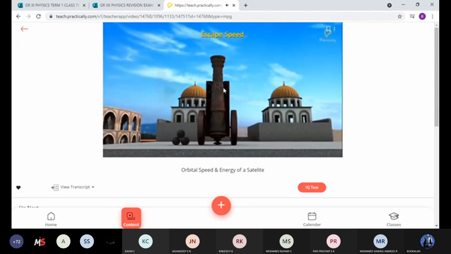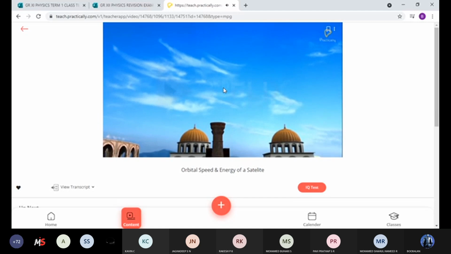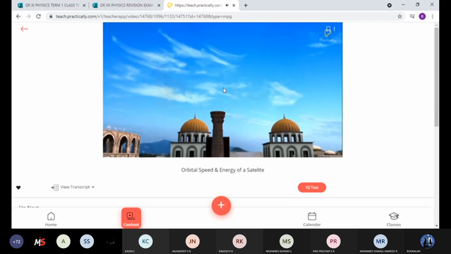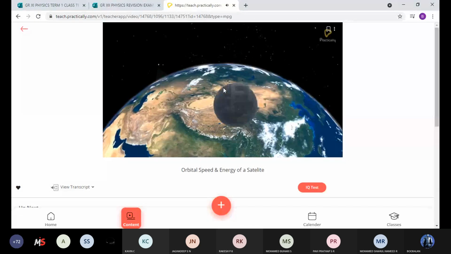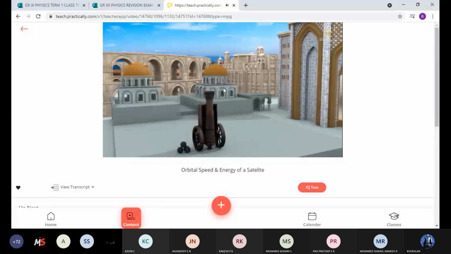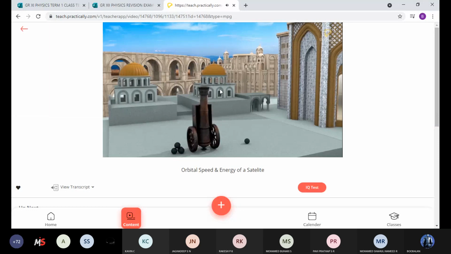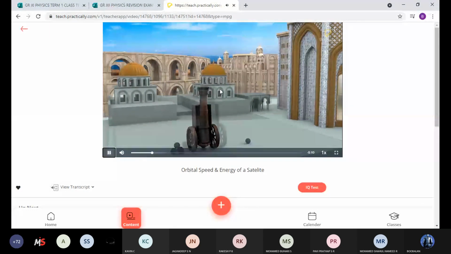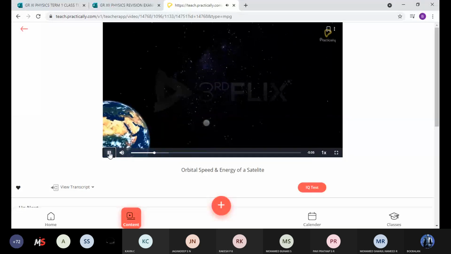Escape speed. A cannonball shot upwards reaches a maximum height and returns to the surface of Earth due to the gravitational pull of the Earth. The ball attains a greater height if it is shot with greater speed. Greater the initial speed, further the object moves away from the Earth. At a certain optimal speed, the object just escapes the gravity.